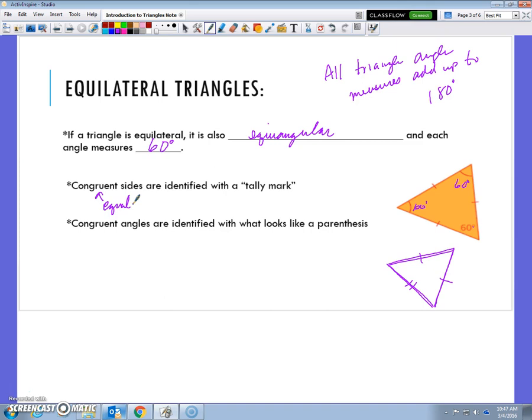Congruent angles are identified with what looks like parentheses. Okay, so if I put 1 there, 1 there, 1 there, I would know that those are all the same angle. If I had 1 here and 1 here, those angles would be the same, but if I had 2 here, I would know that this angle is different than these with just 1 mark on them. Okay, so these little arcs, these parenthesis marks, if it has just 1 and this just has 1, these angles are congruent. If it had 2 on it, then I know that this angle is different than either of these angles. All right.